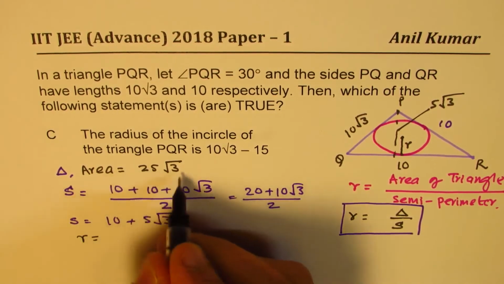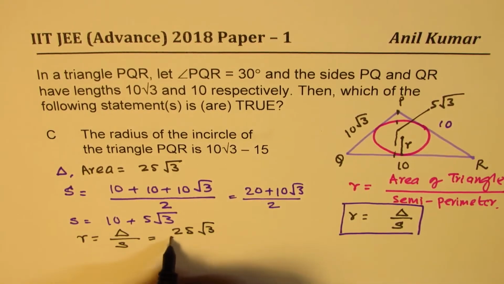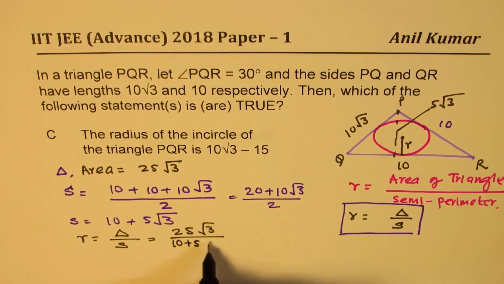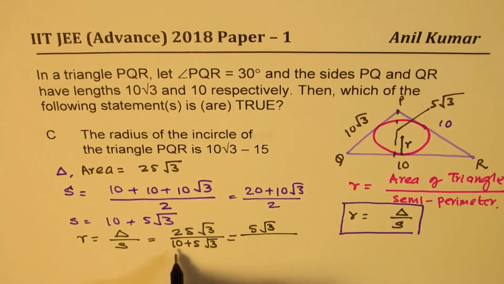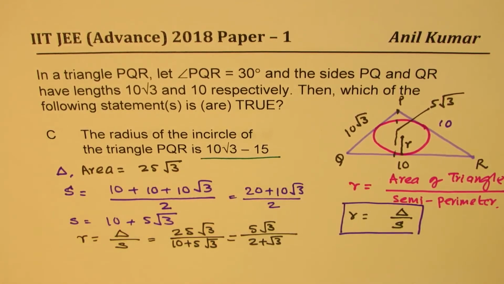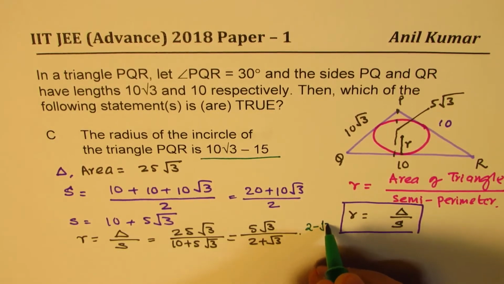So R is equal to the area of the triangle divided by S, which is 25 square root 3 over this value, 10 plus 5 square root 3. Okay, so we could simplify this, dividing all by 5. We get 5 square root 3 divided by 2 plus square root 3. And what we need to match with is 10 square root 3 minus 15. So we need to rationalize this, correct? So let's rationalize. So we'll multiply by 2 minus square root 3 over 2 minus square root 3, correct?